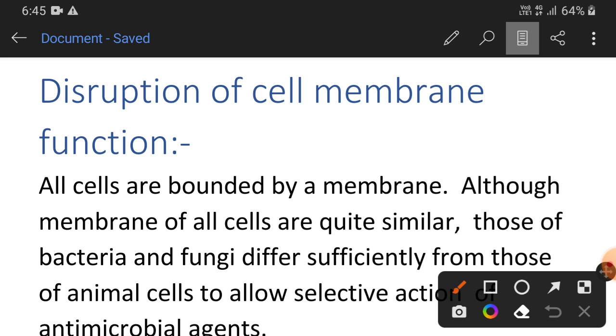So we can use those characteristics or properties of the cell membrane to develop antimicrobial agents that will specifically target only those unique properties present in bacterial and fungal cells. Our normal animal cells do not have that particular property. If they did, then we could not use this, okay?